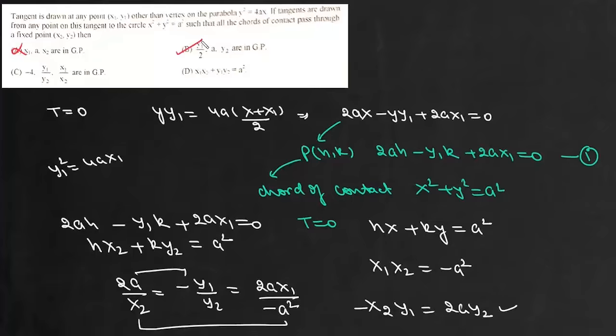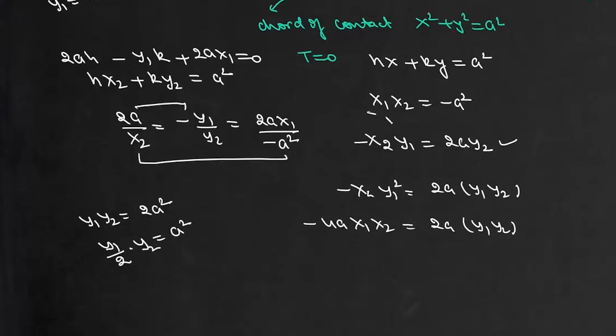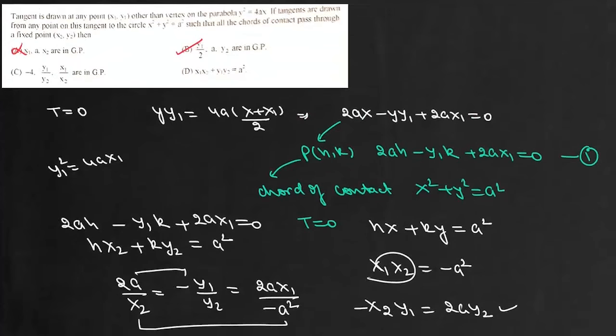So this is your option B. And if we add x1 x2 and y1 y2, we'll get x1 x2 plus y1 y2 will be minus a square plus 2a square. That should be a square, and that's your option D. Now, what about this option C?